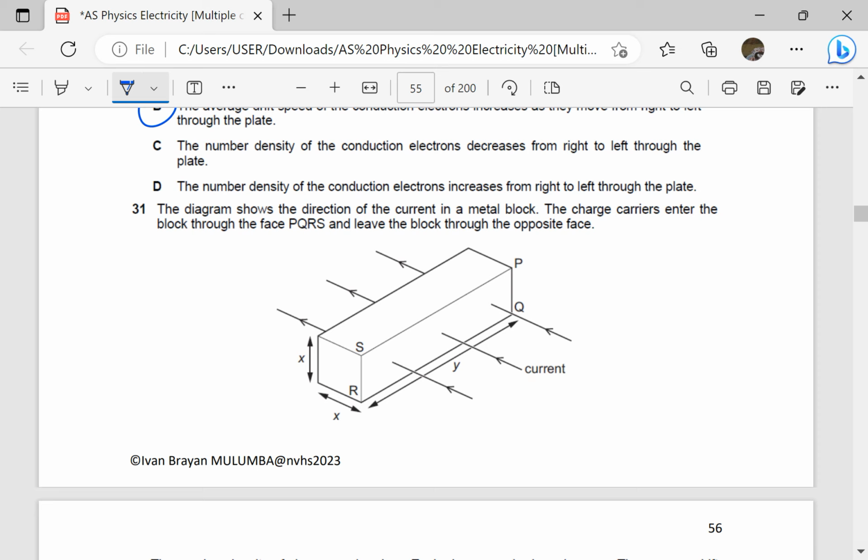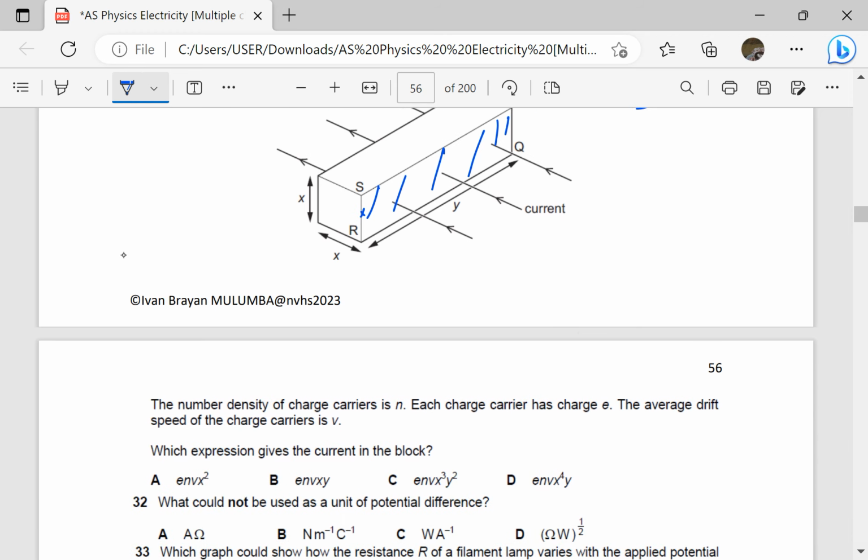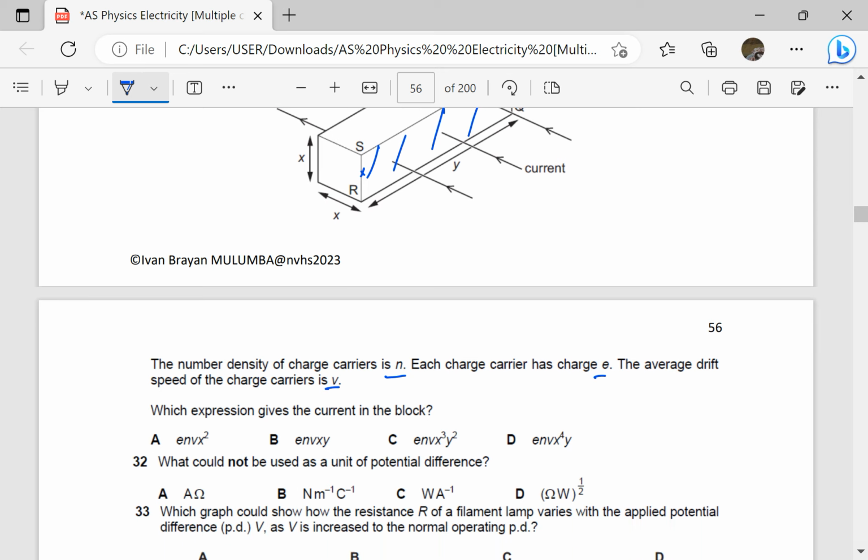The diagram shows the direction of the current in a metal block. The charge carriers enter the block through the face PQRS, which means the cross-sectional area is going to be this area here. So this is X, that is X times Y, that is the cross-sectional area. The number density of charge carriers is n, each charge carrier has charge e, and the average drift speed of the charge carrier is v. Which expression gives the current in the block?